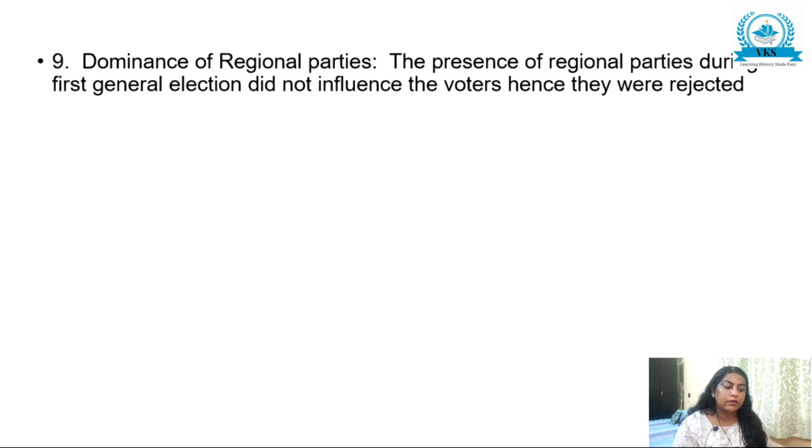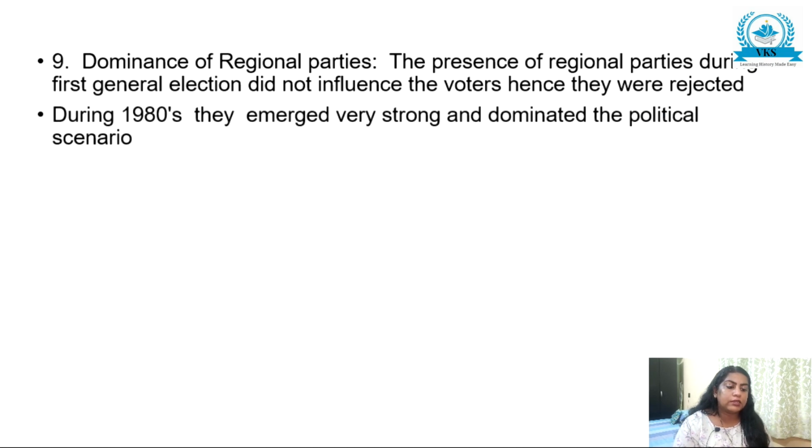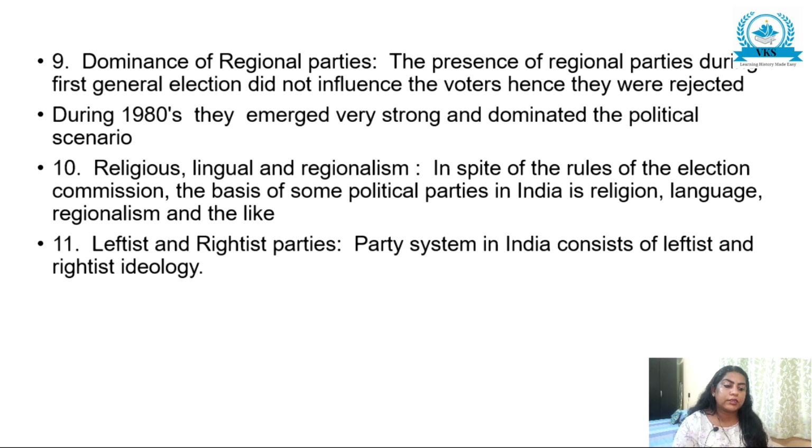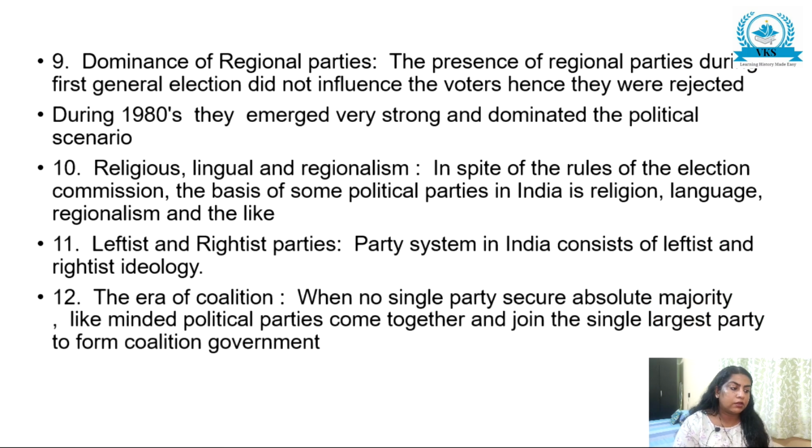Dominance of regional parties. The presence of regional parties during the first general election did not influence the voters, hence they were rejected. During the 1980s, they emerged very strong and dominated the political scenario. Religious, lingual, and regionalism. In spite of the rules of the Election Commission, the basis of some political parties in India is religion, language, regionalism, and the like. Leftist and rightist parties. The party system in India consists of leftist and rightist ideology. The era of coalition. When no single party secures an absolute majority, like-minded political parties come together and join the single largest party to form a coalition government.